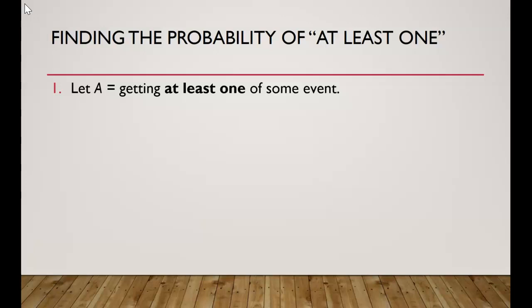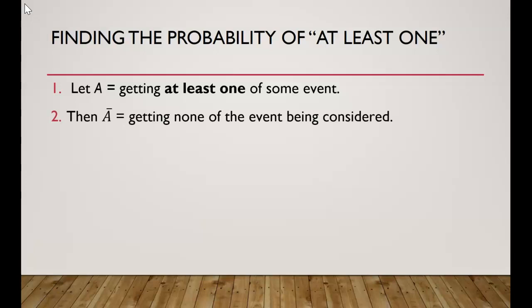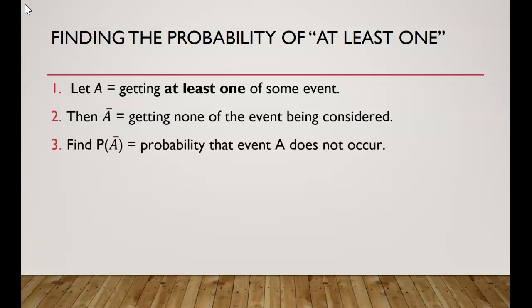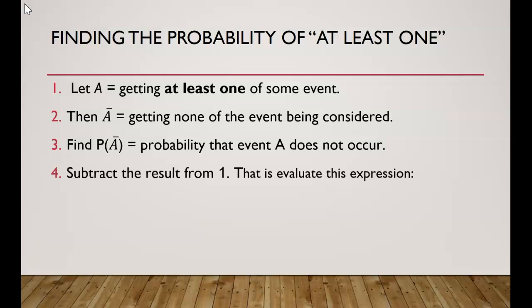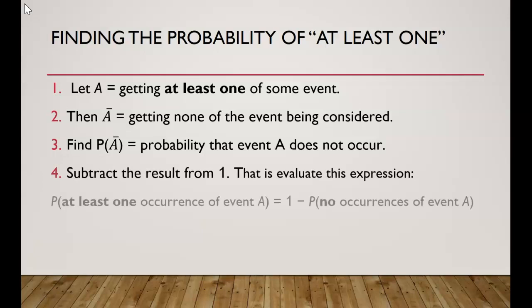First step is let A be getting at least one of some event. Step 2, then A bar, the complement of event A, would be getting none of the events being considered. Step 3, find the probability of the complementary event, the probability that event A does not occur. Step 4, subtract the result from 1. That is, evaluate this expression: probability of at least one occurrence of event A is equal to 1 minus probability of no occurrence of event A.